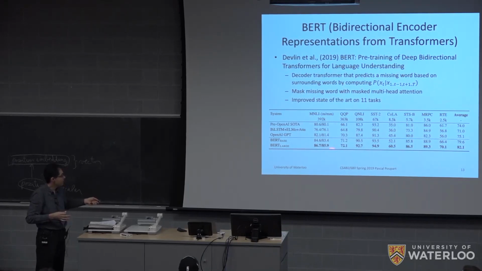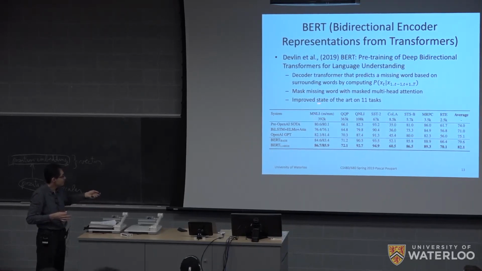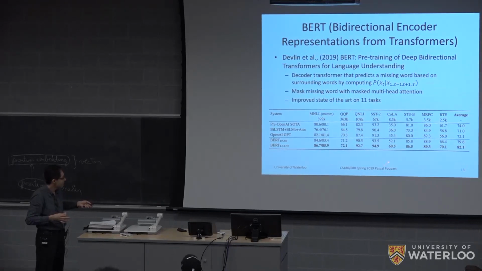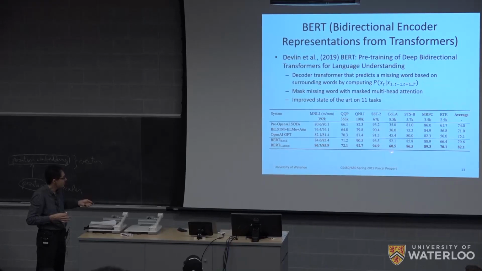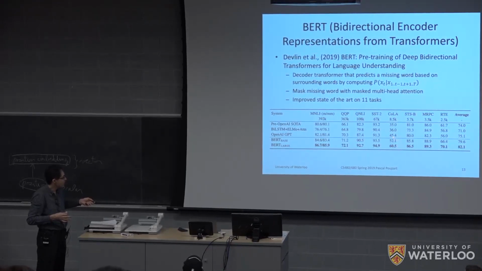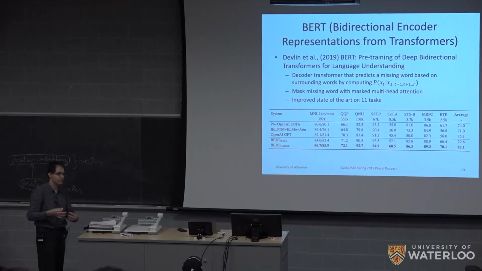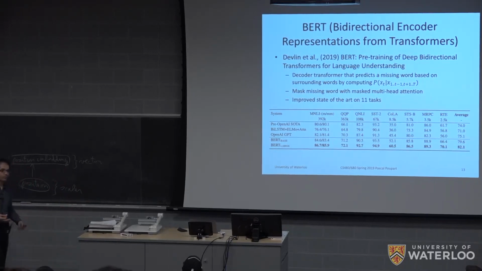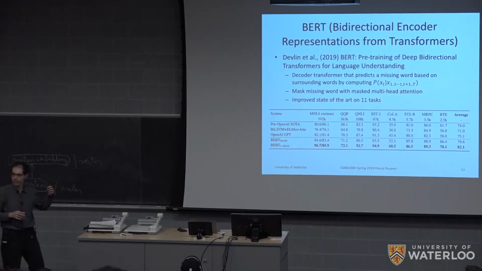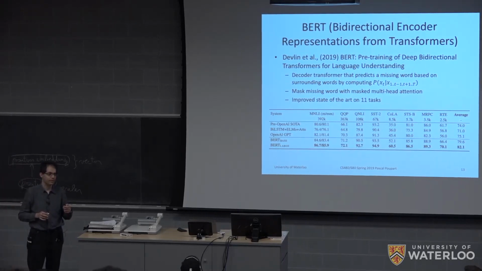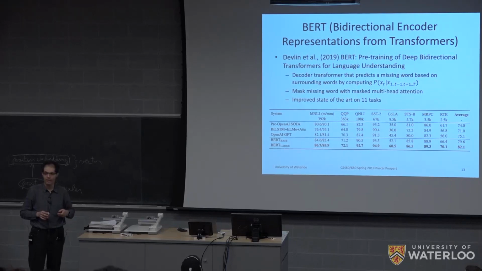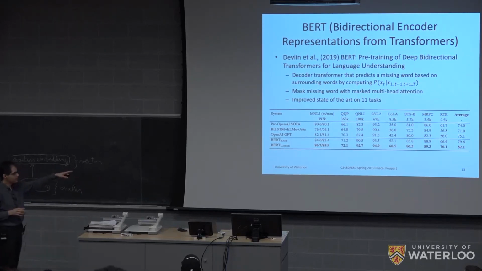And this is quite impressive because they improved the state of the art on 11 tasks. If you look at some of those tasks, like for instance this task here, they improved the state of the art from 45 to 60. So this is a major improvement. Okay, any questions regarding BERT? All right, so BERT is, again, not the last network.